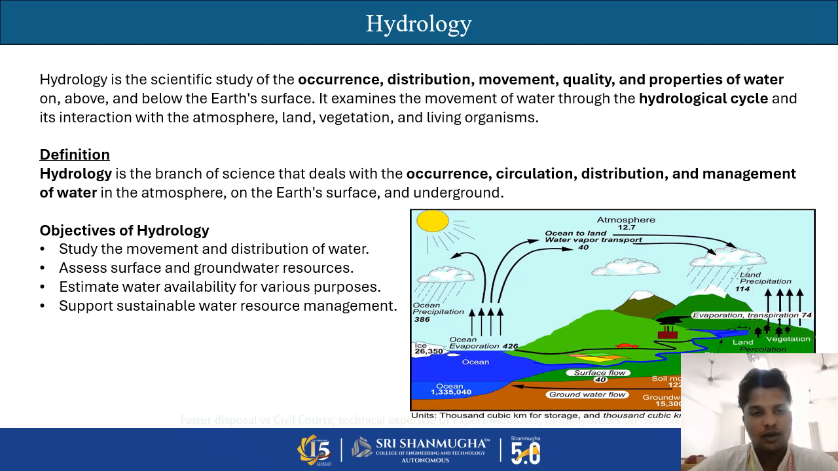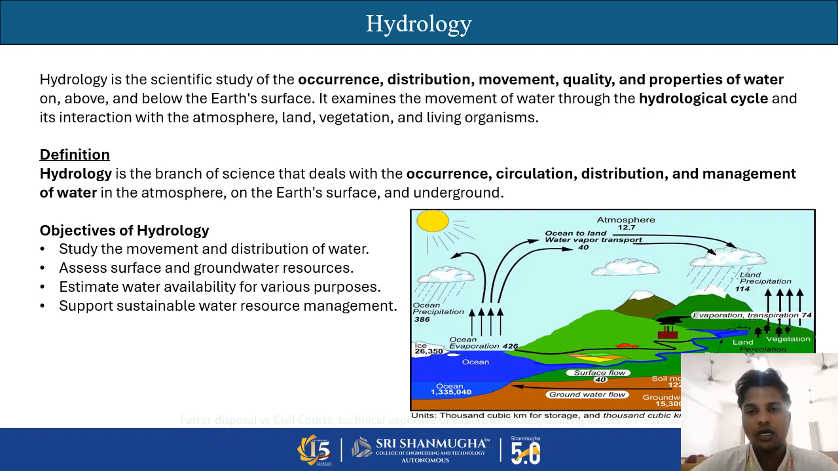Hydrology is the branch of science that deals with the occurrence, circulation, distribution, and management of water in the atmosphere, on the earth surface, and underground. The main objectives are listed here. The objectives of the hydrologist are to study the movement and distribution of water, assess the surface and groundwater resources, estimate water availability for various purposes, and finally, support sustainable water resource management.